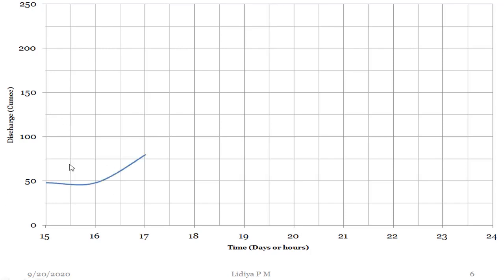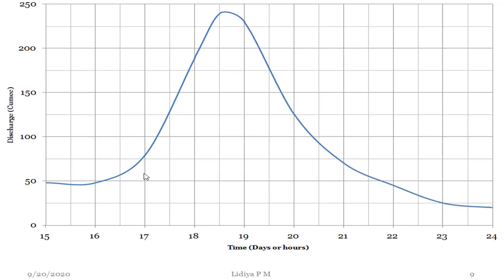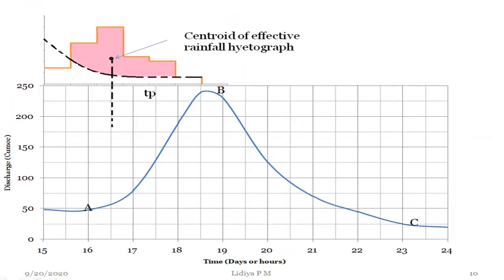First, this represents the base flow, and when the surface flow reaches the river, there is an increase in discharge in the stream, and it progressively increases to a peak value. As the rainfall ceases, what will happen? The runoff also reduces, so the hydrograph recedes, so there is a recession like this, and finally it reaches a normal value.